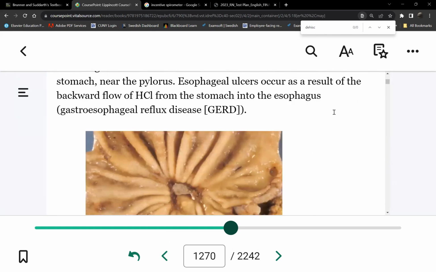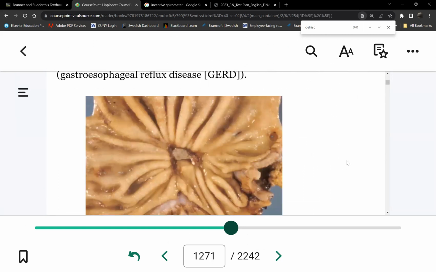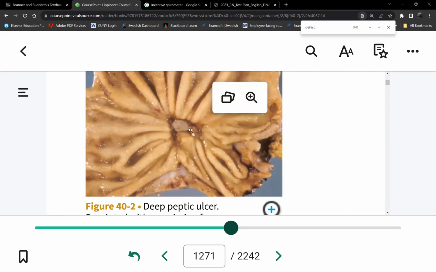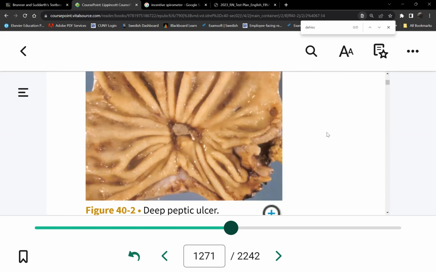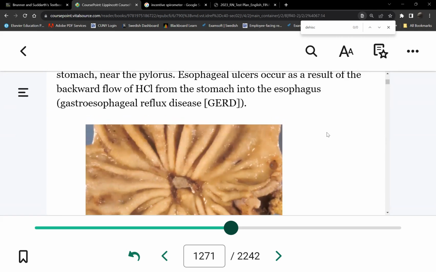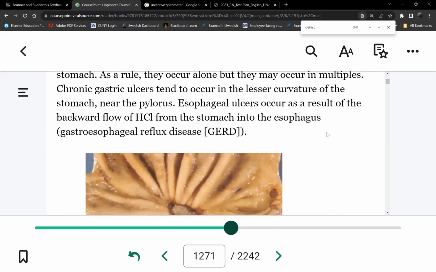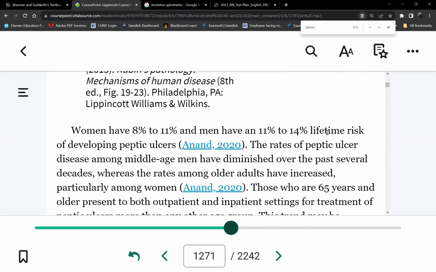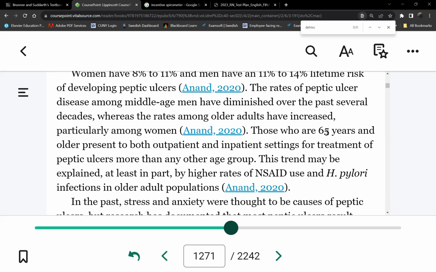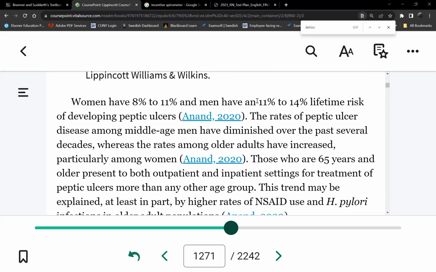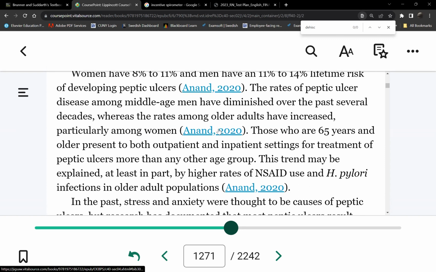Okay, so this is your stomach. There's an ulcer right there. Okay, so that's how it will look if you have an excavated area there. Let's look at the causes or risk factors. More men than women. Okay, so kind of equal, but higher in men, and increases with age.